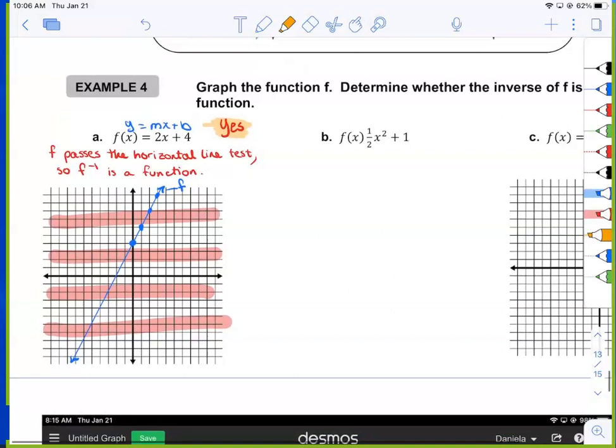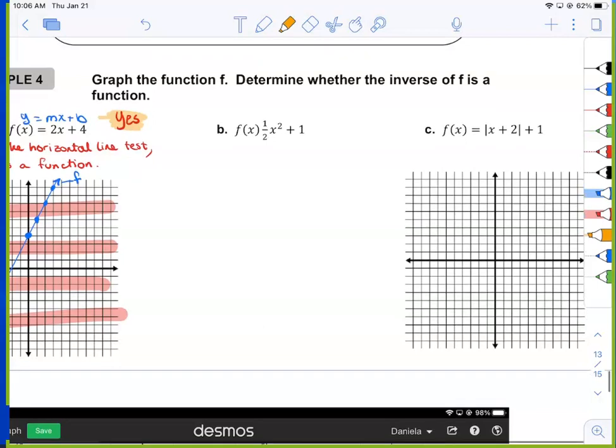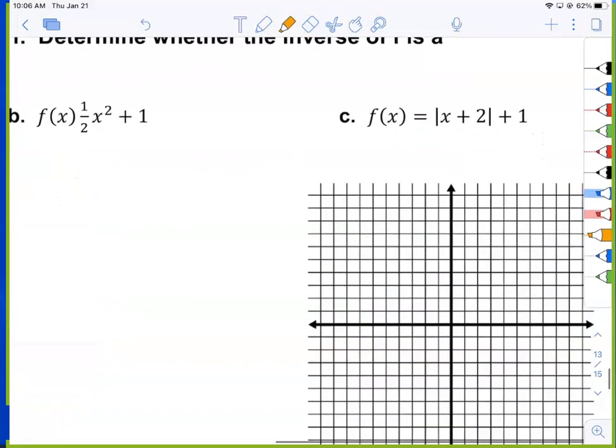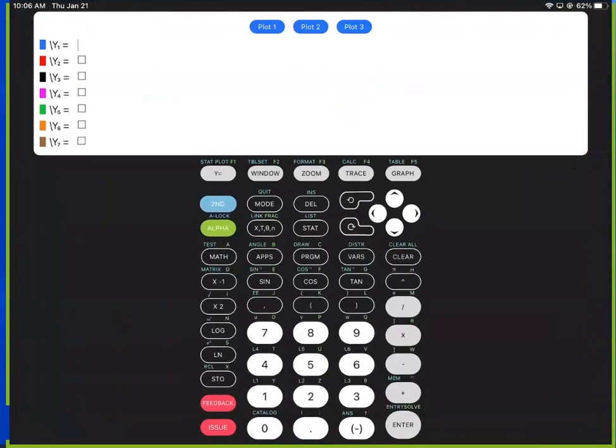All right, so part C, I really want to do part C because I am betting you guys don't know how to graph absolute values in your calculator, so let's talk about that. So part C, we have f of x equals the absolute value of x plus 2, plus 1. So in your graphing calculator, go to y equals, hit clear.